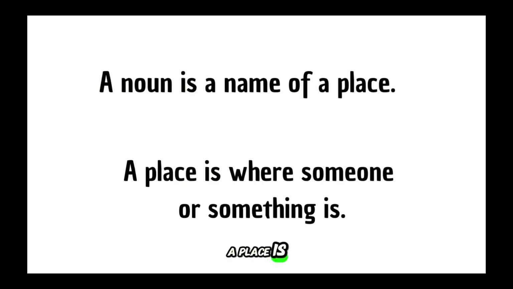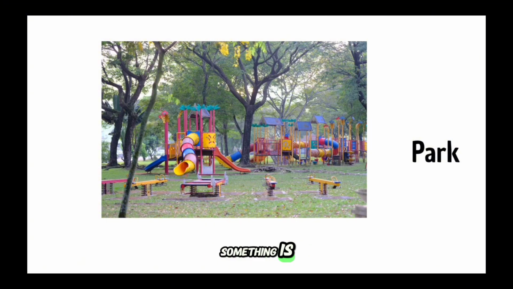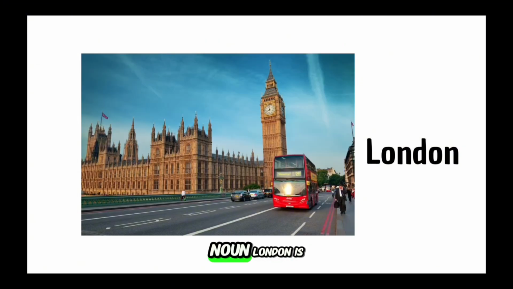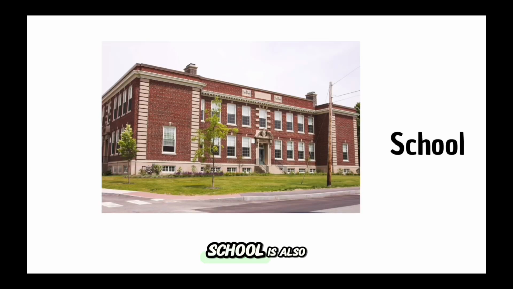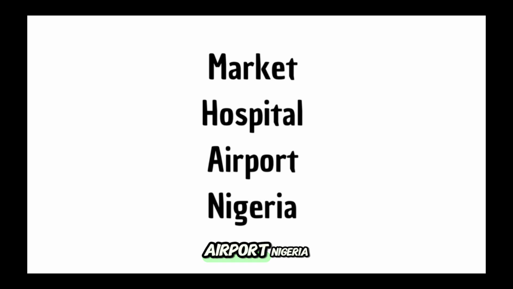A place is where someone or something is. Park is a noun. London is a noun. School is also a noun. Market, hospital, airport, Nigeria.